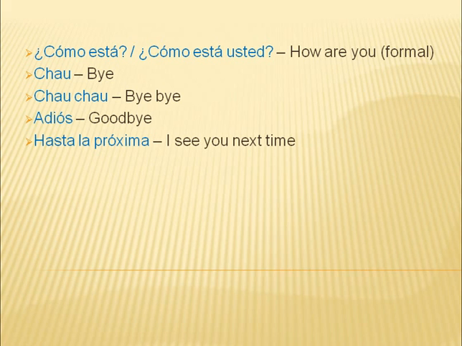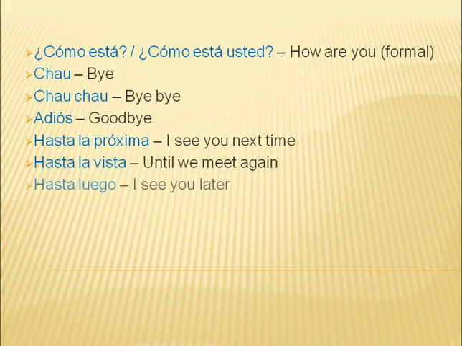Hasta la próxima. Hasta la próxima means I see you next time, or literally until the next one. Hasta la vista means the same thing, but a little bit different. It literally means until the seeing, or until we meet again. Hasta luego. Hasta luego is one of the most common ways of greeting. It means I see you later. Hasta luego. Hasta pronto. Hasta pronto means I see you soon. Literally, hasta pronto means until soon.